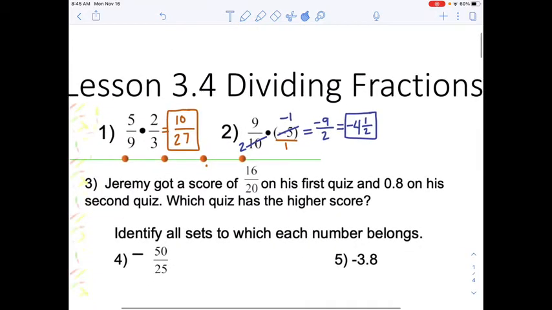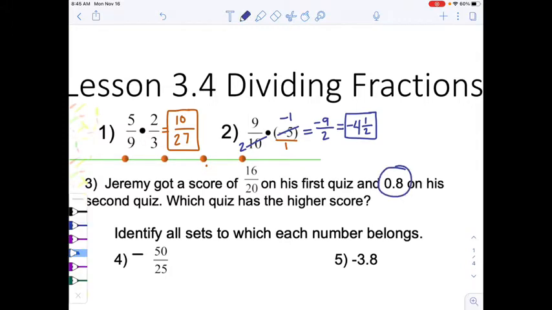Jeremy got a score of 16/20 on his first quiz and 8/10 on his second quiz. Which quiz has a higher score? So in order to compare these, we need to change them either both to fractions or both to decimals. I am going to take 8/10 and write it as a fraction, which would be 8/10, right? We write it just like it sounds, 8/10. And then I'm comparing that to 16/20.